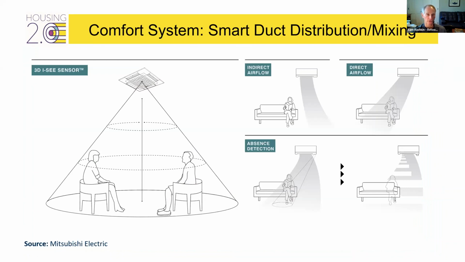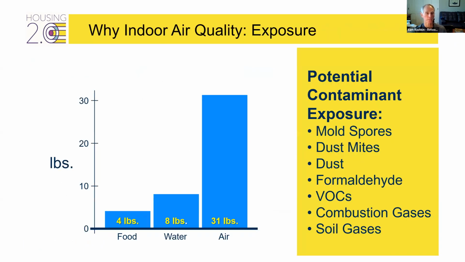And a lot of these new systems have really impressive other smart capabilities. They know if people are in the space, they know if the space is getting proper mixing or not, and they make all sorts of automatic adjustments that are just fantastic for high performance homes to maximize comfort, which we talked about earlier. Okay, moving on to indoor air quality.